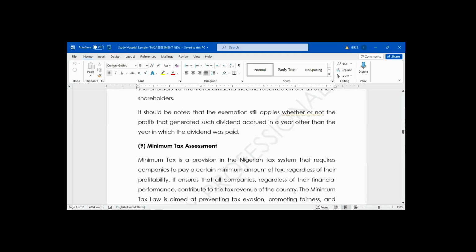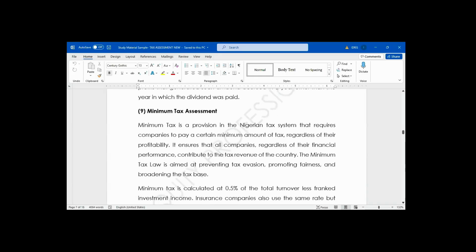Another type of assessment we need to look at is minimum tax assessment. Minimum tax assessment has been removed in the new tax law. No more minimum tax in the new tax law. Minimum tax assessment is an assessment raised by the tax authority when a company declares loss in their financial statement. A company that declares loss in their financial statement will be assessed to tax based on minimum tax.